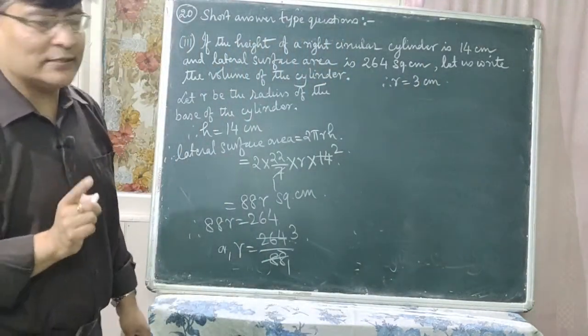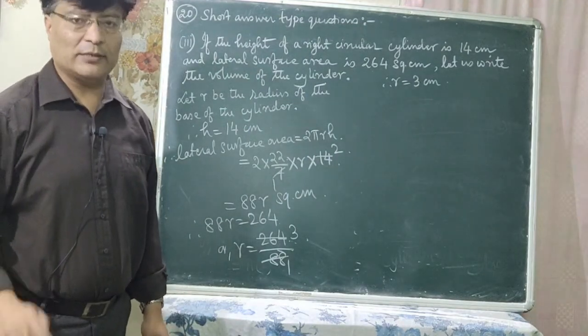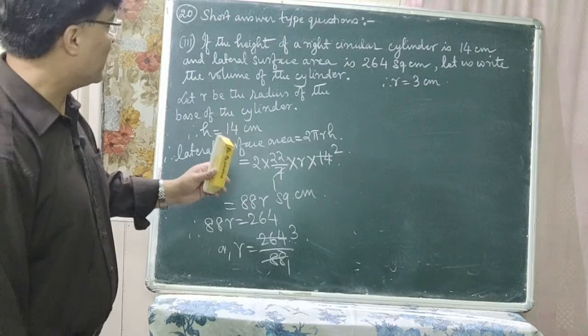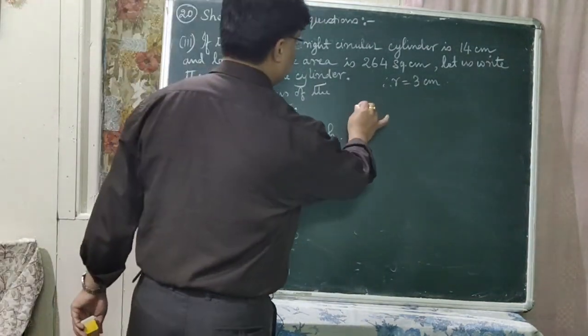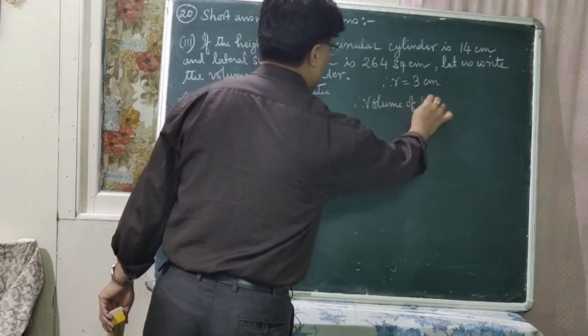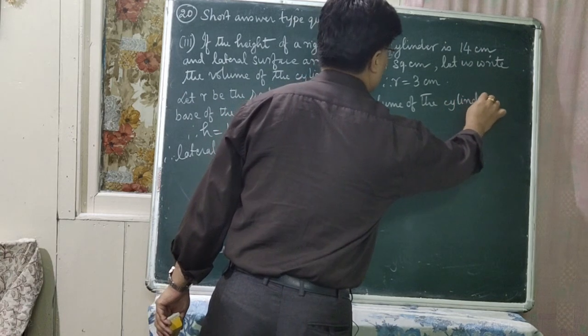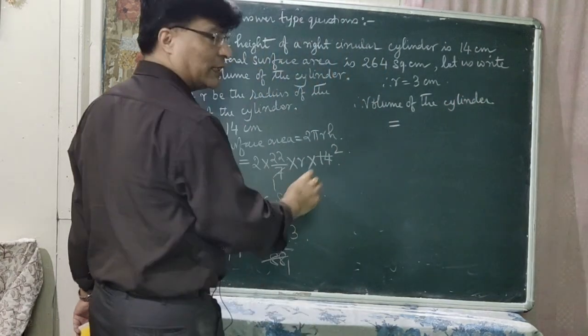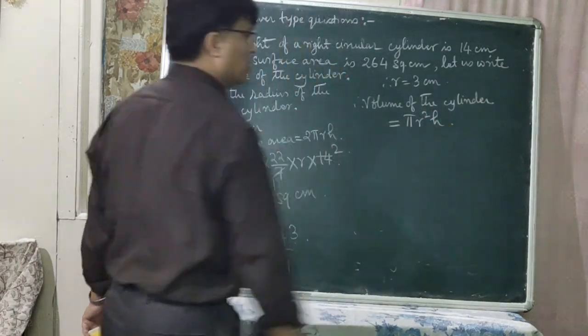So what is the radius of the base of the cylinder? It is 3 centimeter. So I think you have understood it. Now let us find out the volume of the cylinder. So you know the formula. So write down. Therefore, volume of the cylinder is equal to, what is the formula that you can use here? It is pi r square h, right?